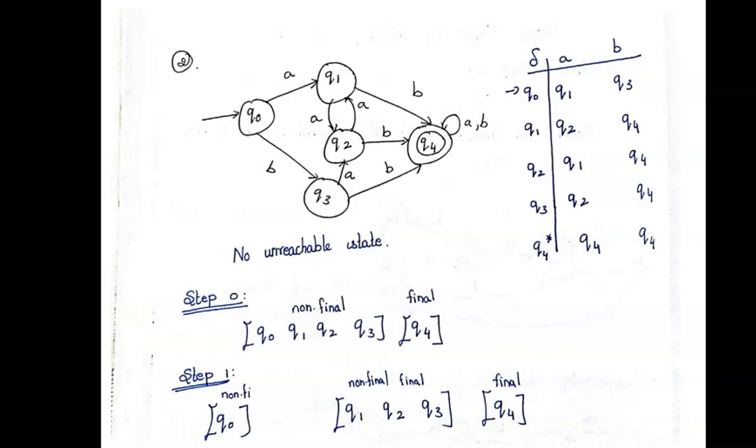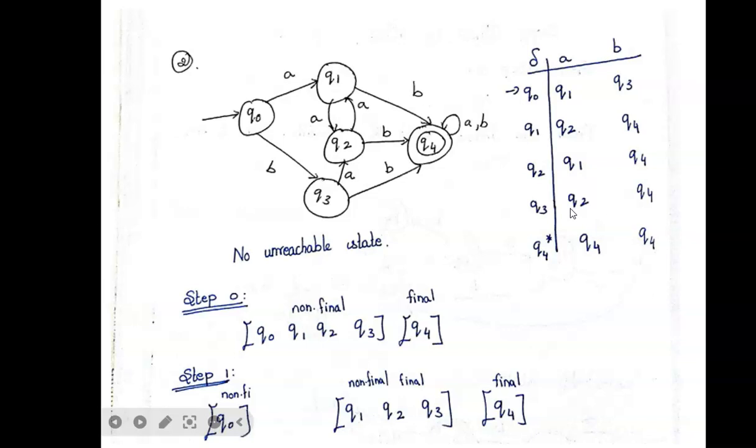Then the next one is we are going to have two partitions. In one partition we are going to write all non-final states. And in the second partition we are going to write the final state. So here we have only one final state. So in the second partition, I'm going to have only Q4. In the first partition, all these Q0, Q1, Q2 and Q3 are non-final. So I'm going to keep those states. Then we are going to write the transition table.